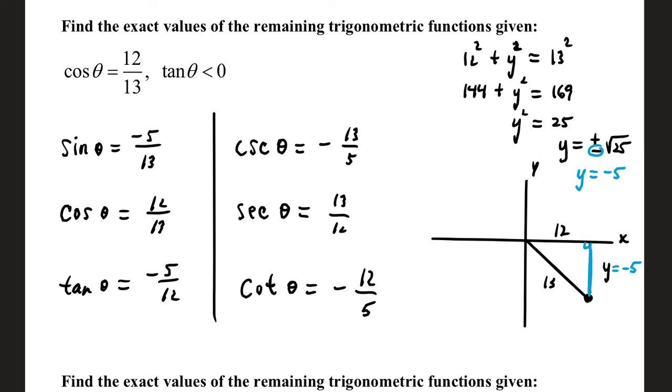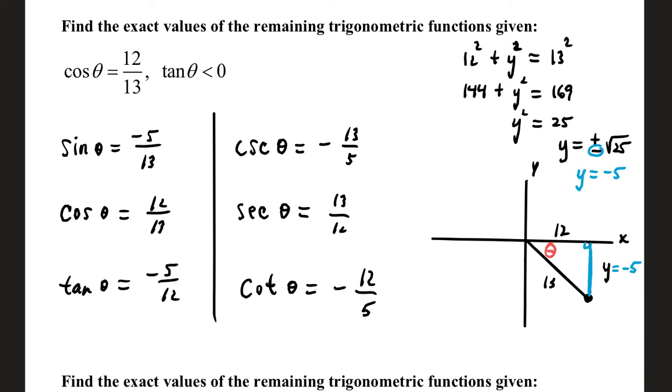So what I do is I draw a segment into quad 4. Cosine is adjacent, or the x coordinate, over r, the distance from the origin. Let me label this real quick. I'm going to put my theta here. The x coordinate is 12, r is 13. So we have 12, 13.